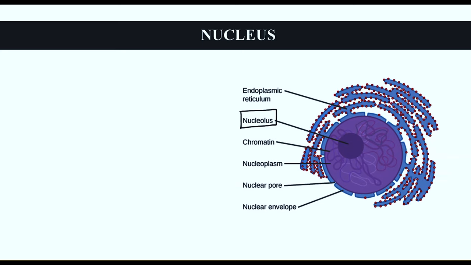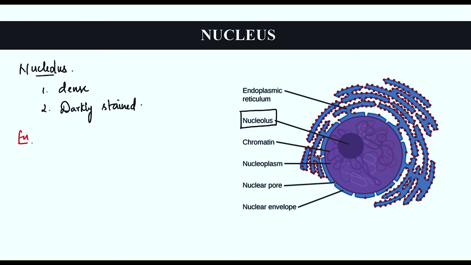If we take the nucleolus, it will be dense. Obviously, you can see that, right? It is dense and it is darkly stained. So now we are speaking about nucleolus. And the first thing is it is dense and darkly stained. So what is going to be the function of this?